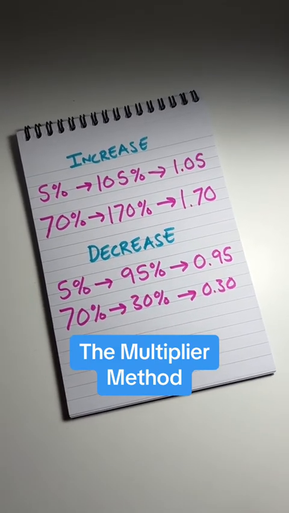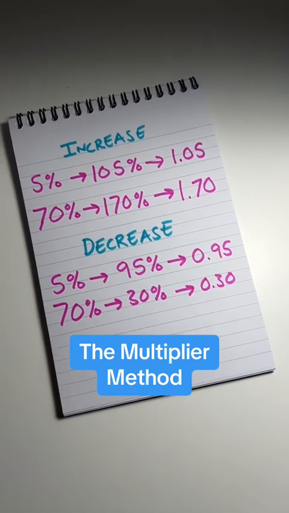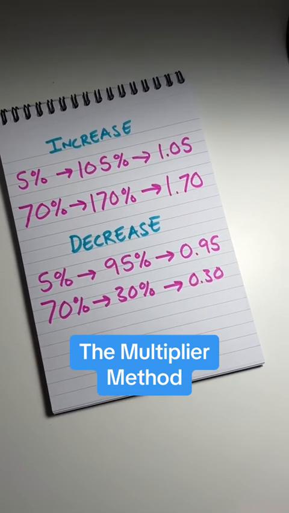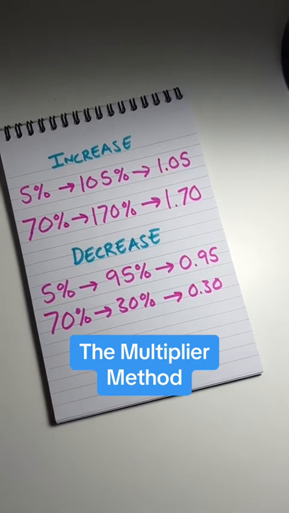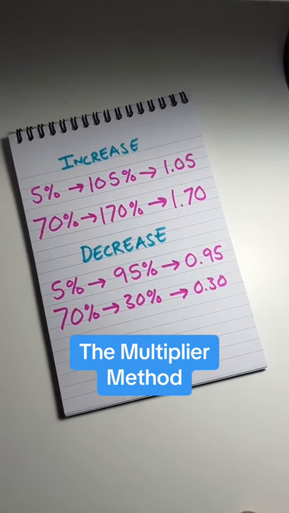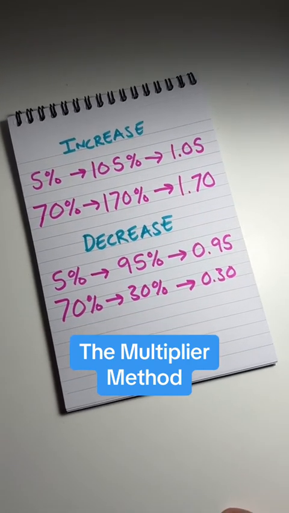Decrease works the other way around. We're starting from 100% and going down. So if you needed to do a decrease of 5%, what you're really doing is finding 95%, and as a decimal that is 0.95. So all you need to do is take your original number, multiply it by 0.95, and that's it. For a decrease of 70%, it's a lot more than that.